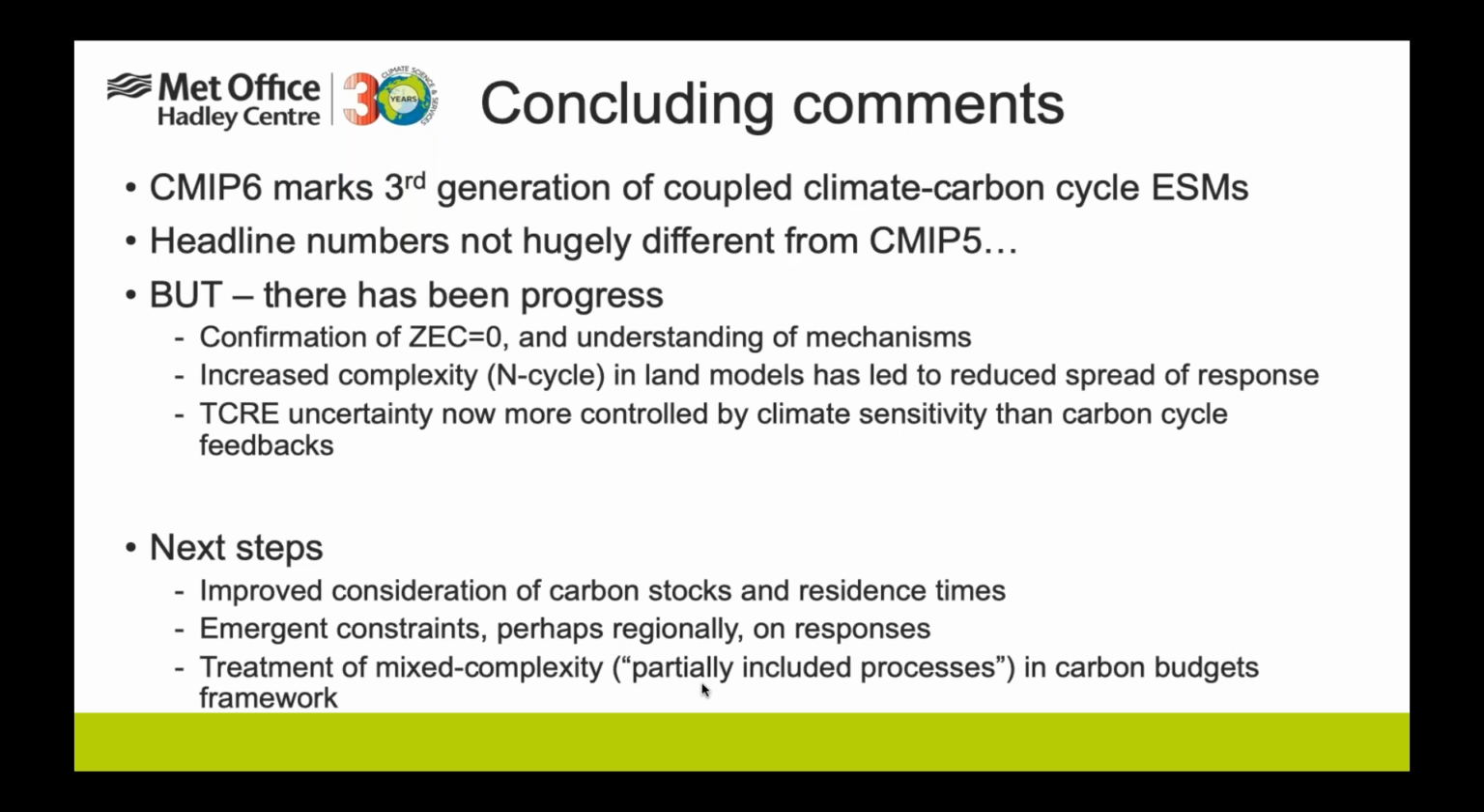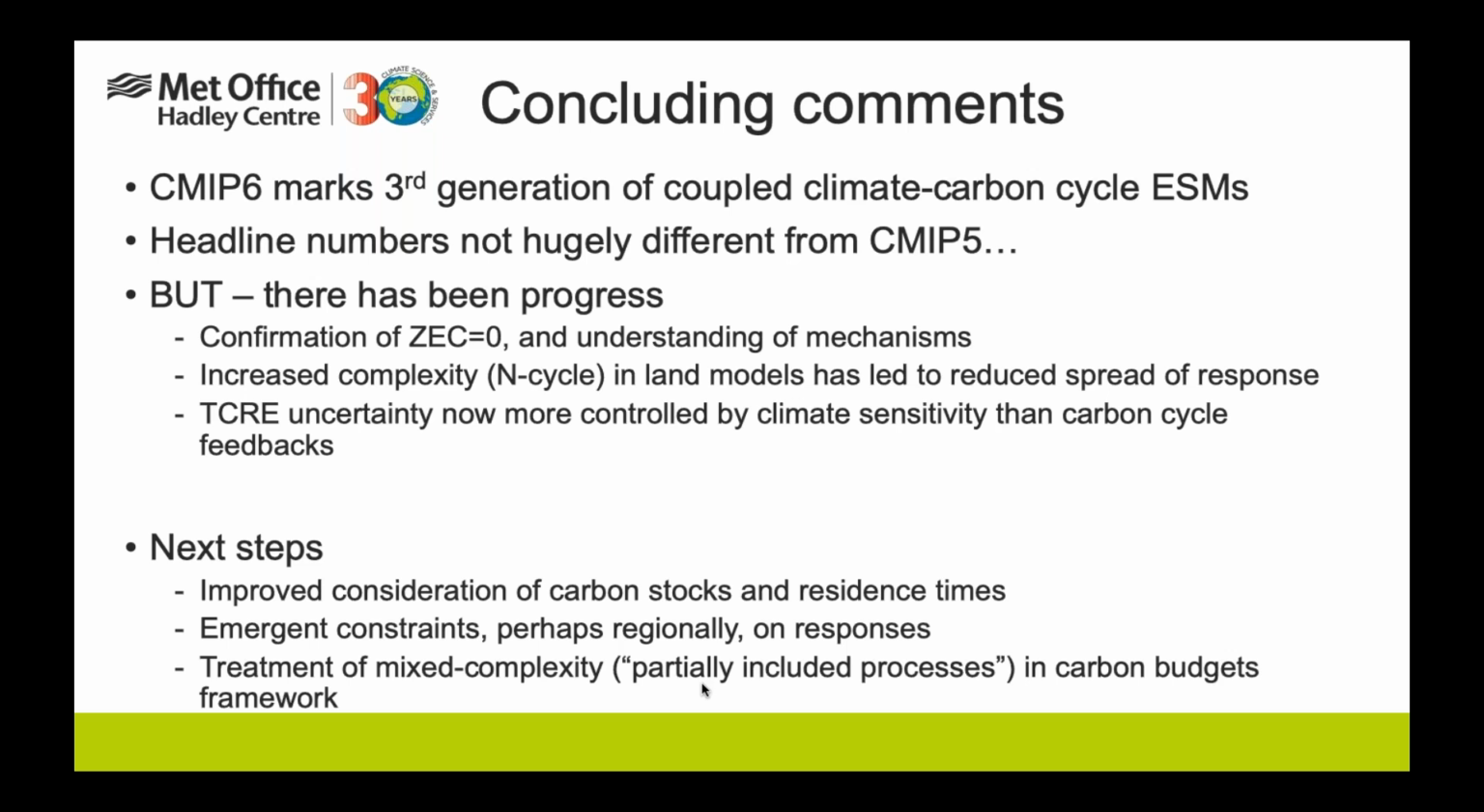CMIP6 is the third generation now of our coupled climate carbon cycle modelling. The headline numbers are not hugely different from CMIP5, but some of the model behaviour is different, so that hides the fact there has been progress. The confirmation of zero emission commitment being about zero, and understanding the mechanisms of it, is really good. The increased complexity in the land models has led to a reduced spread, and therefore for TCRE we now understand more what controls it. Some of the processes are now back to the climate modelers in terms of some of the cloud feedbacks.